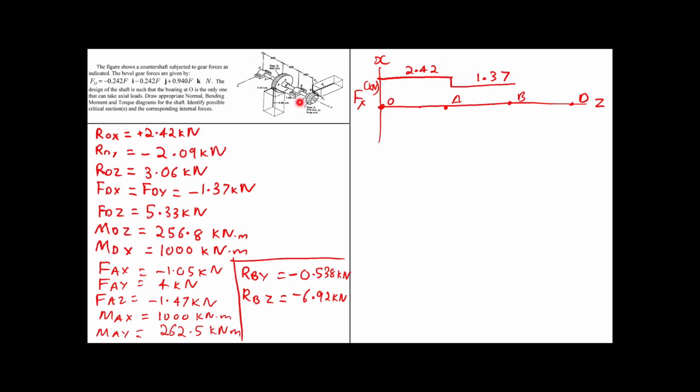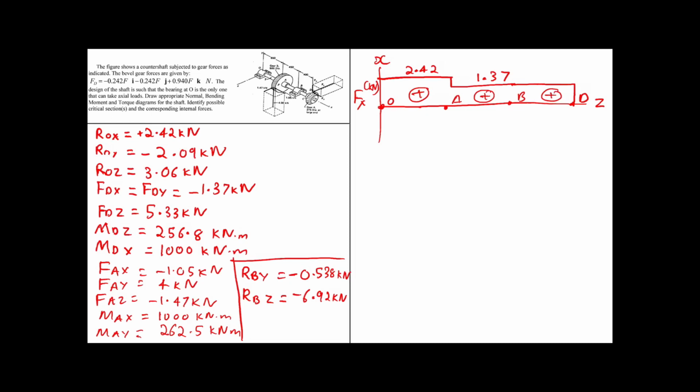And do we have RBX? No, because the bearing at B does not have any axial load. So there is no positive or negative force here in x direction. So it will continue all the way till D. And FDX is minus 1.37. So it will go back to 0. So I'm going to continue this line and go to 0. This is positive, positive, and positive. So this is the force in X diagram.